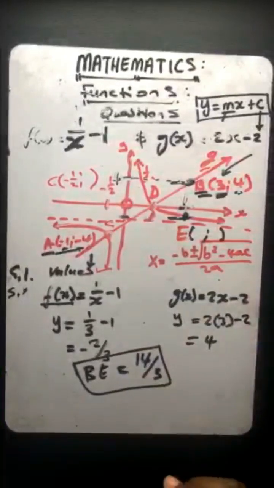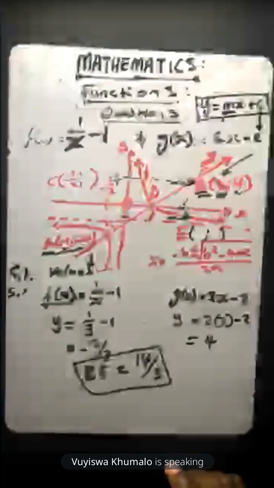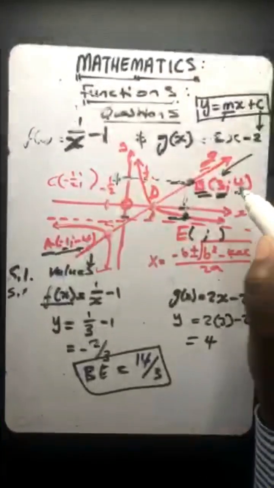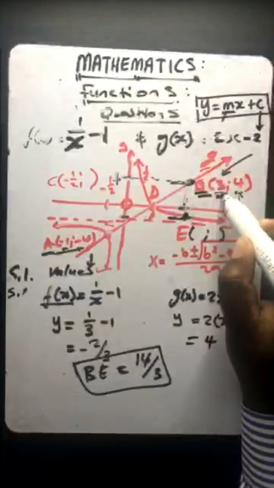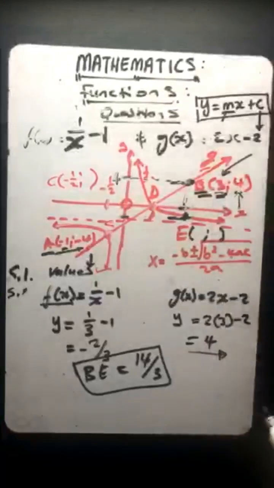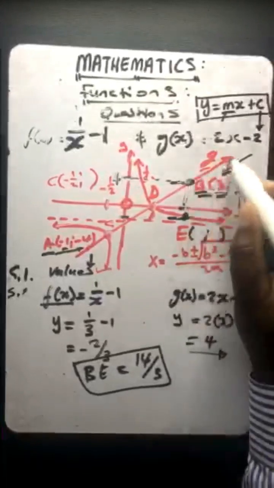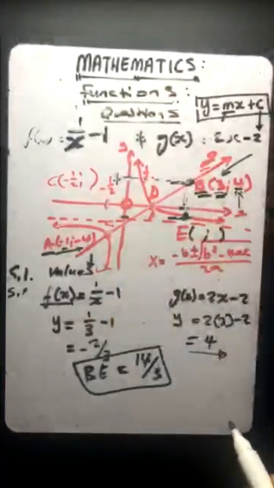Voiswa, is that a question coming through? Yes, I have a question. I was asking, why did you substitute the 3 into the g of x formula? So that was me trying to verify that indeed the corresponding y value where x is 3 is actually 4. I was just trying to prove that where x is 3, at that point on the graph of g, this is the corresponding y value.